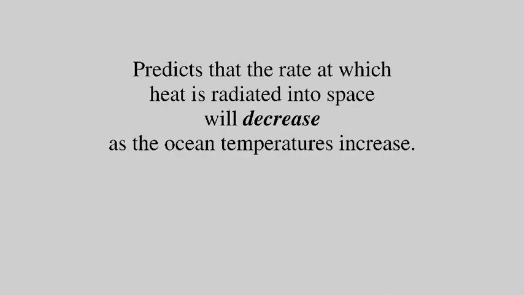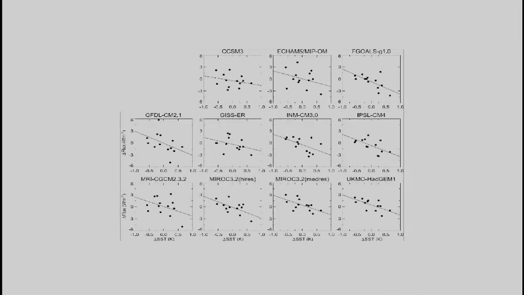In another test, global warming theory predicts that the rate at which heat is radiated into space will decrease as the ocean temperatures increase. These figures show the predictions from 11 different computer models, and all of them show a decrease in radiation as the ocean temperatures rise. This makes sense because warmer oceans will release more water vapor into the atmosphere. Since water vapor is a more effective greenhouse gas than CO2, the water vapor is expected to prevent more heat energy from radiating into space.